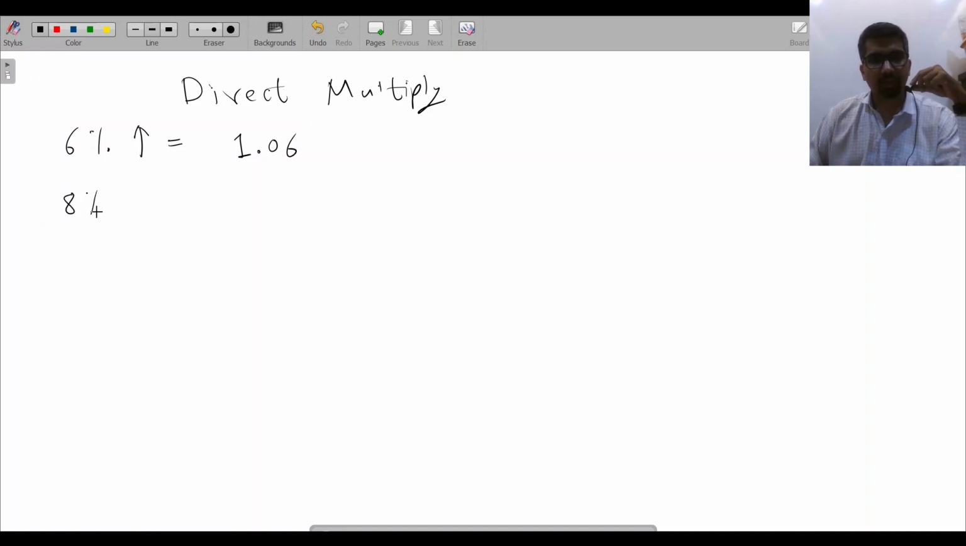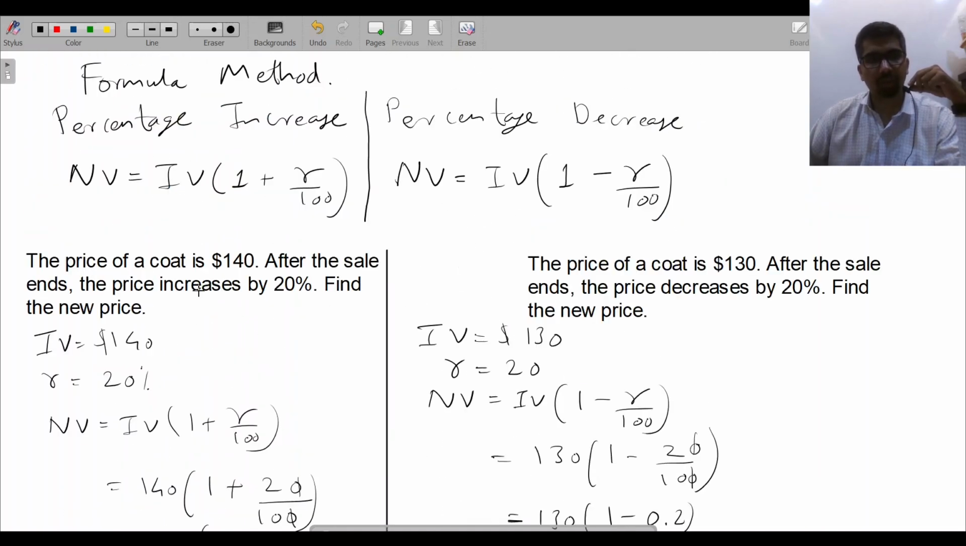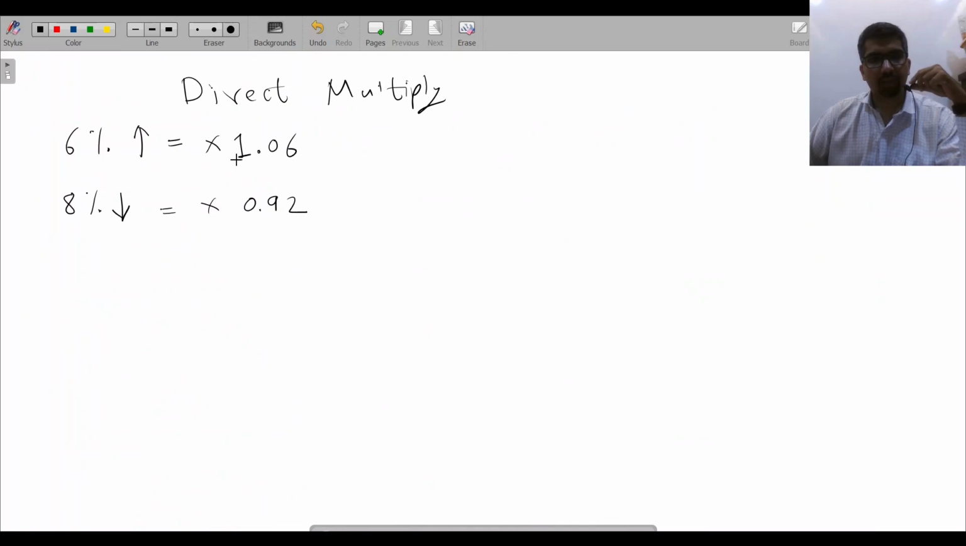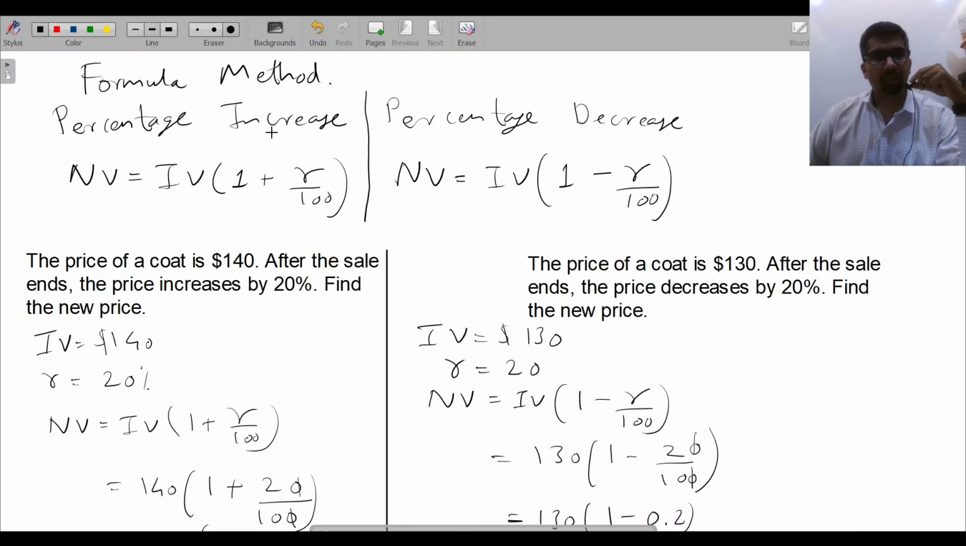Suppose the question is 8% decrease. You have to multiply with 0.92. Now how has this come? This has come actually from the formula only. If I do 1 plus 6%, this will be 1 plus 0.06, so you get 1.06. And if you do 1 minus 8%, you have 1 minus 0.08, you get 0.92. It is the same thing as above.